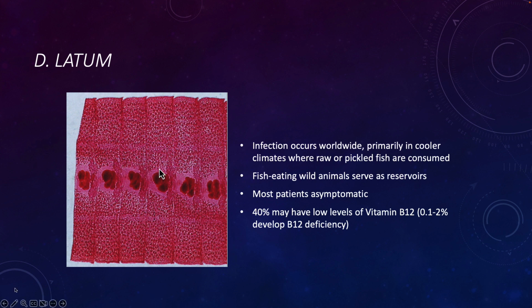The proglottids look a lot different from beef and pork tapeworm. So beef and pork tapeworm, remember, their proglottids are longer and more narrow. Fish tapeworm proglottids are very wide, I guess, and kind of short. The infection occurs worldwide. People everywhere around the world get fish tapeworm. However, it's primarily seen in cooler climates, especially where raw or pickled fish are consumed. Fish-eating wild animals will serve as the reservoir.